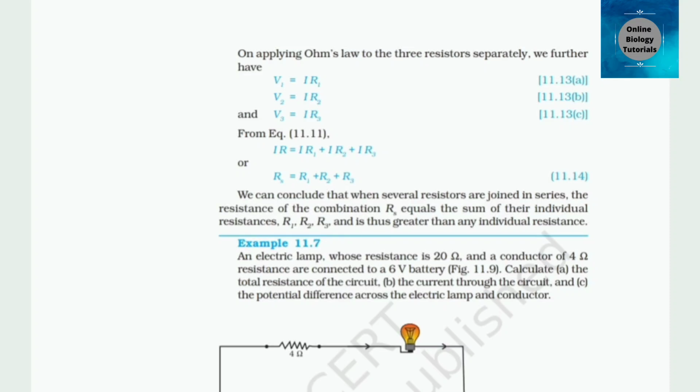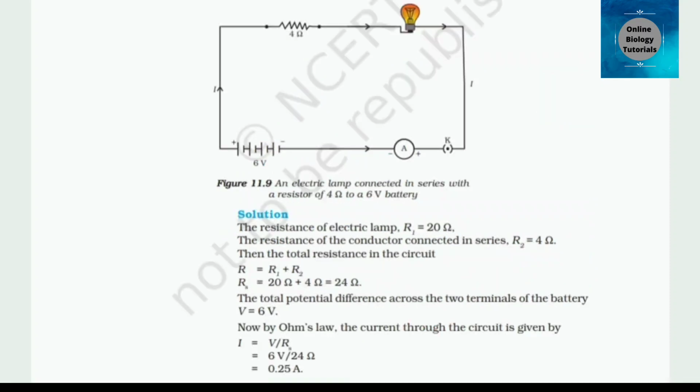We can conclude that when several resistors are joined in series, the resistance of the combination Rs equals the sum of their individual resistances R1, R2, R3, and is thus greater than any individual resistance. Example 11.7. An electric lamp, whose resistance is 20 ohm, and a conductor of 4 ohm resistance are connected to a 6V battery, figure 11.9. Calculate A, the total resistance of the circuit, B, the current through the circuit, and C, the potential difference across the electric lamp and conductor. The solution can be checked from the book.